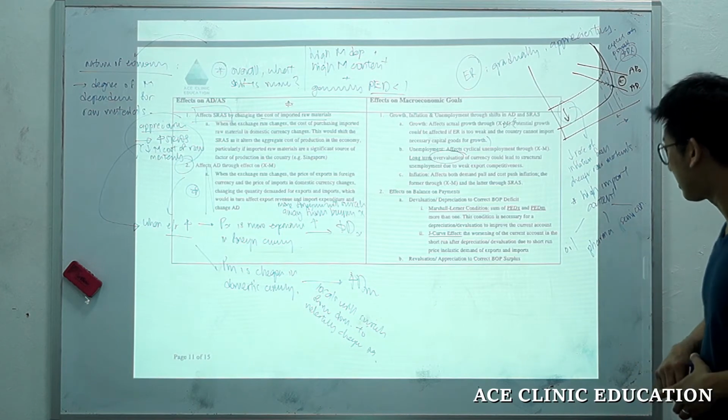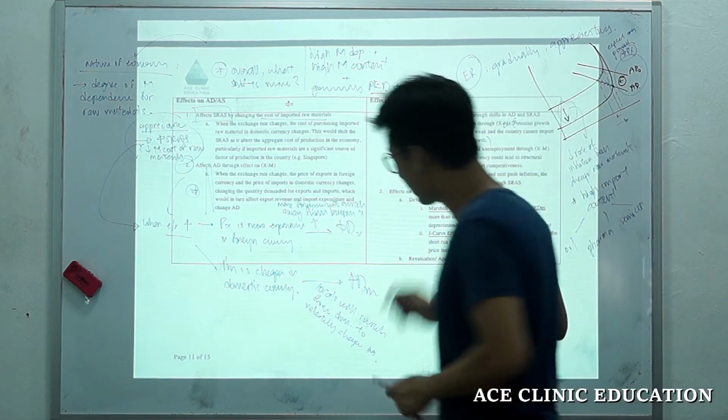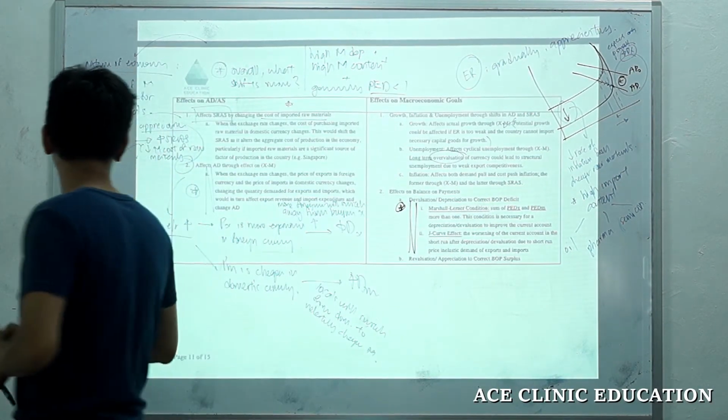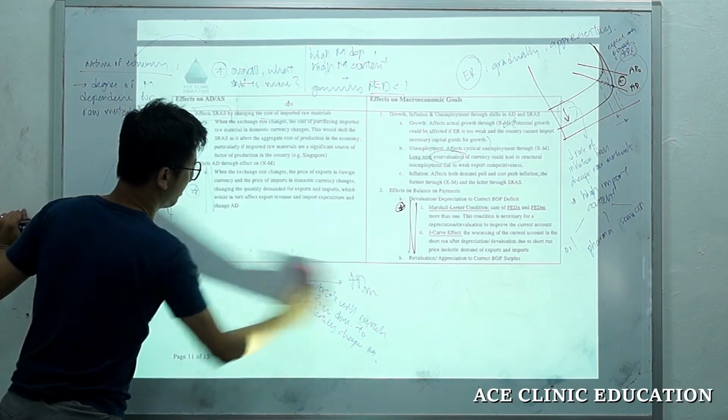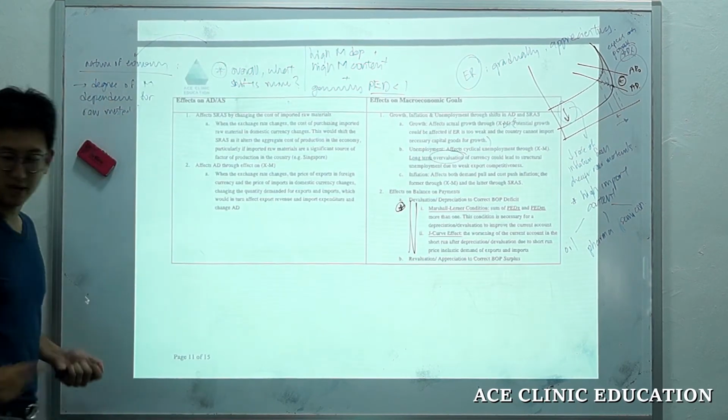Effects on balance of payments. Okay, you can devalue or depreciate to correct the BOP deficit. Alright? Now, there's two things here. These two things have economic names, so obviously they're really important. First one is called the Marshall-Lerner condition.